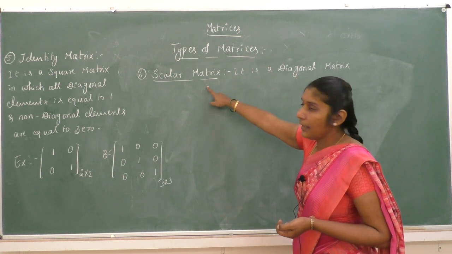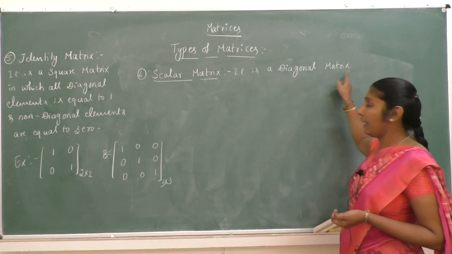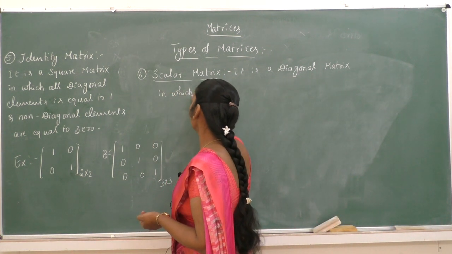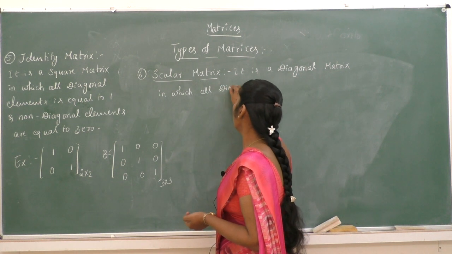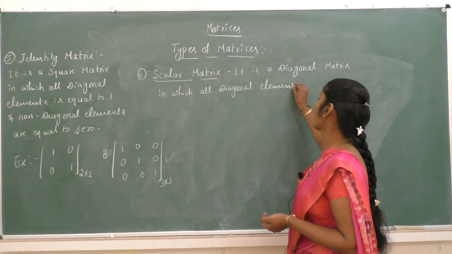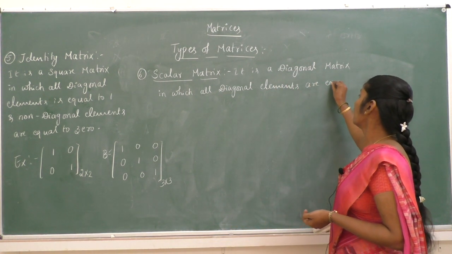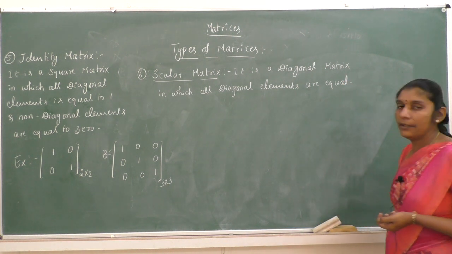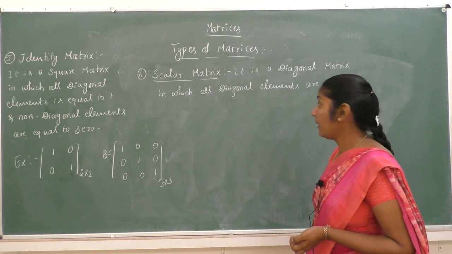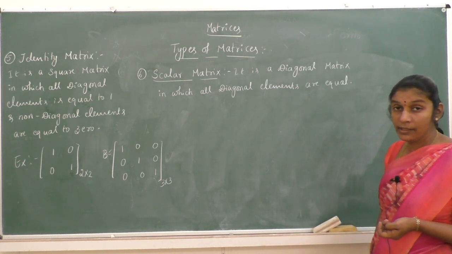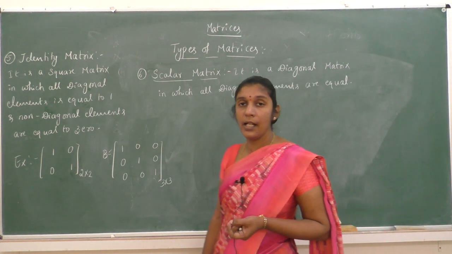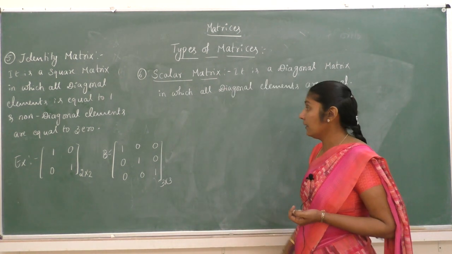So, a scalar matrix is a diagonal matrix in which all diagonal elements are equal. All diagonal elements are equal. What do you mean by a scalar matrix? It is a diagonal matrix in which all diagonal elements are equal.